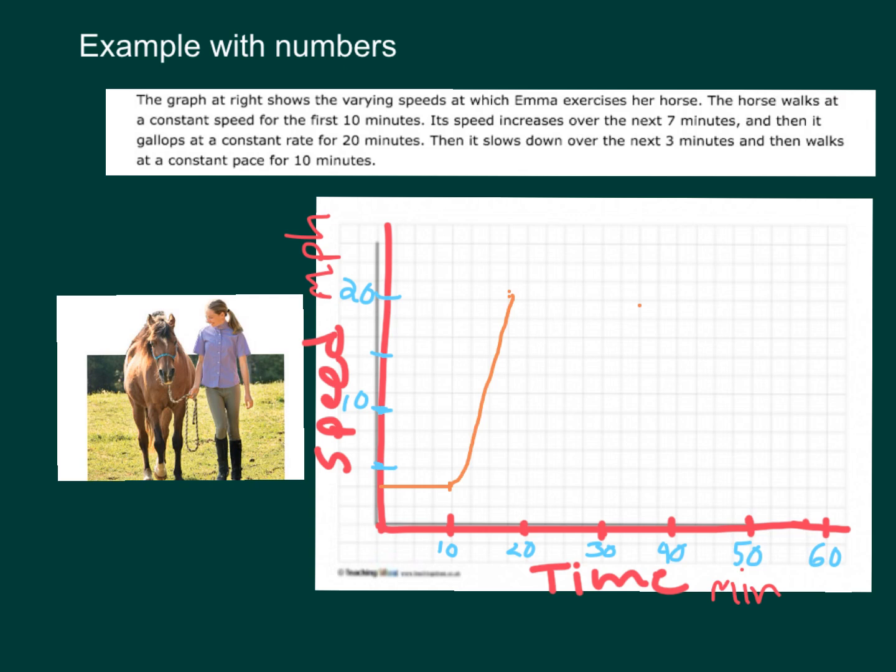Reading the problem again tells us that the horse gallops at a constant rate for 20 minutes. Constant rate meaning the speed is neither going up nor going down. So we can draw a flat line to show constant speed throughout the whole 20 minutes. Then the horse slows down over the next 3 minutes and walks at a constant pace for another 10 minutes. So that means our line goes all the way back down to a walk and continues to walk for another 10 minutes. That's when the ride is over.